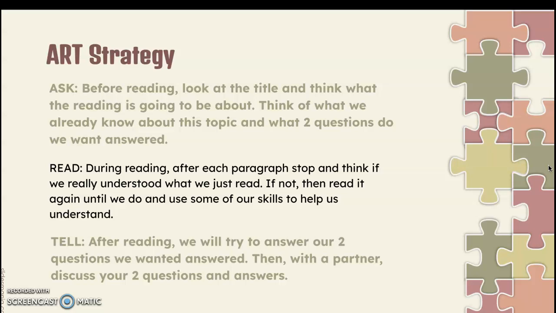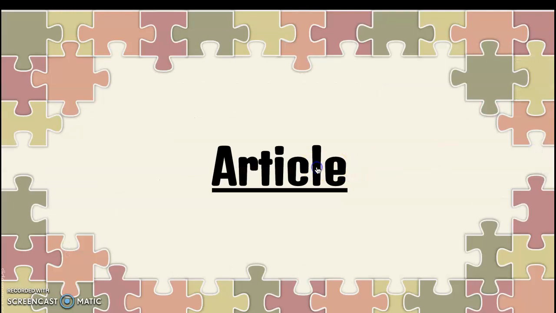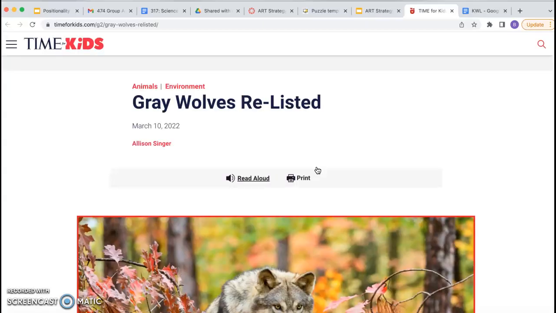This is before we read. We need to look at the title and think what the reading is going to be about based on that title. Next, we need to think of what we already know about this topic and what two questions we want answered. Okay, so I'm going to open up the article I chose, which is about gray wolves.